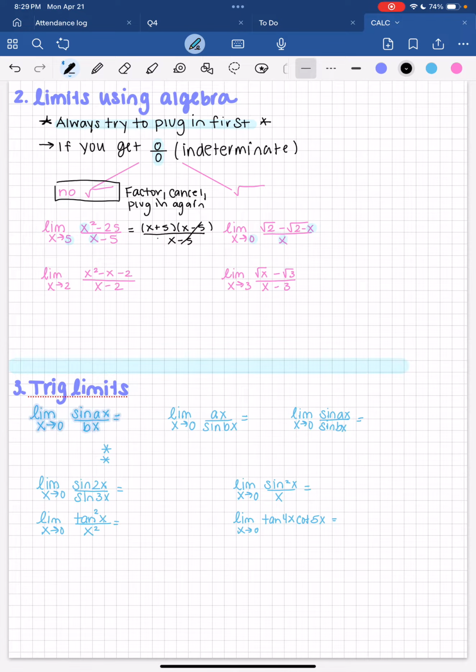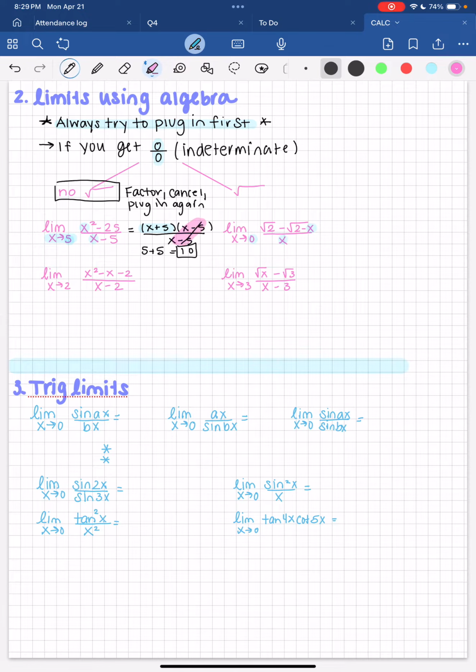Cross out the like terms. And then you're just going to plug into what's left. So what's left is x plus 5. We are going to replace x with 5 because that's what x is approaching. And if I go ahead and do that, if I replace x with 5, we're going to get a limit of 10.